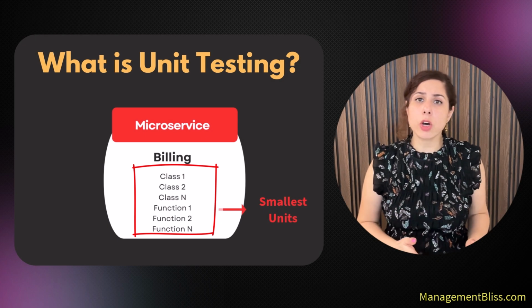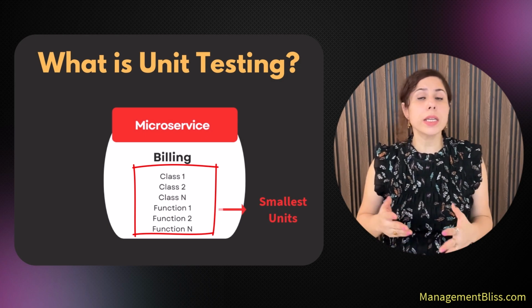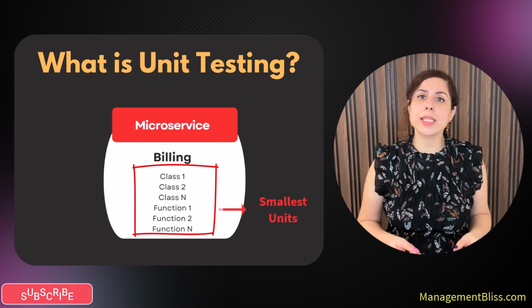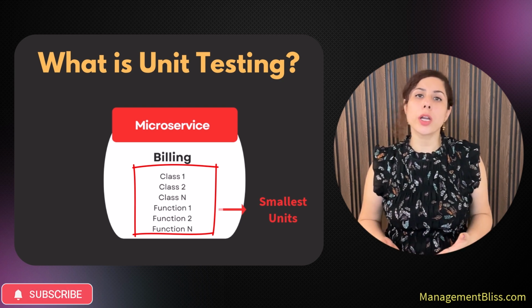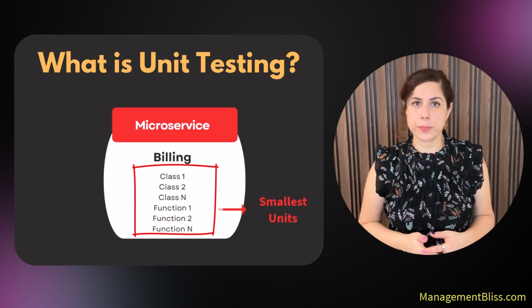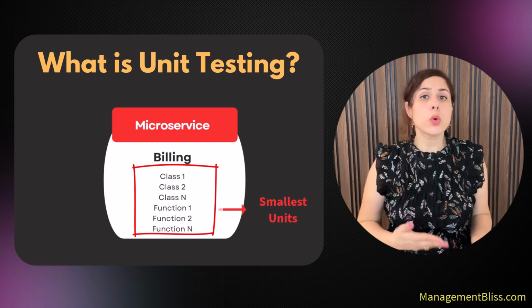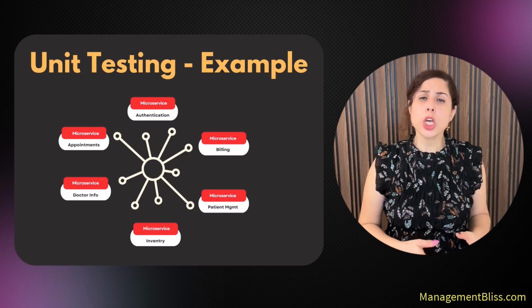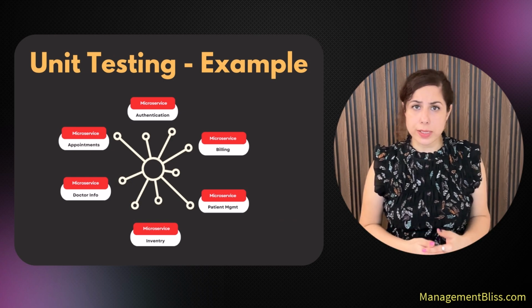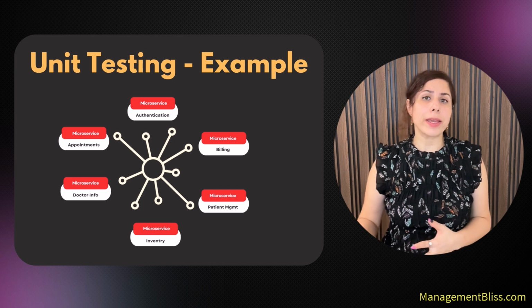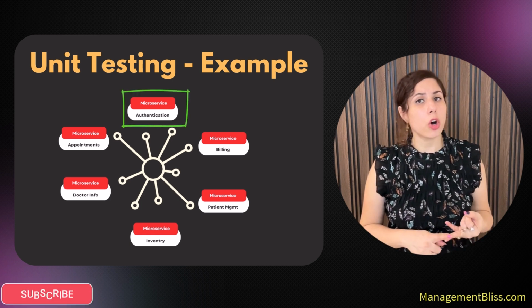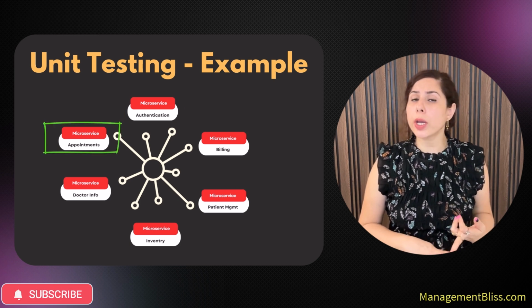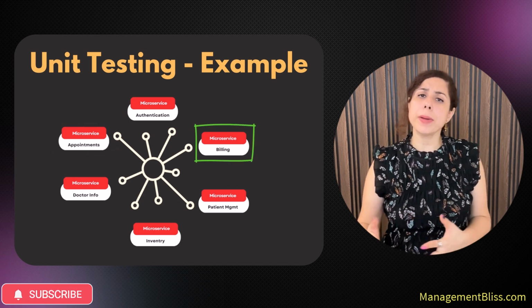In the first level of software testing, that is the unit testing, we test these small units of individual functions and classes to ensure that they work correctly. Let's understand this with an example. Suppose you're working on a hospital management system which has several microservices, like one for authentication, another for appointment, another one for booking, one for billing, and many more.